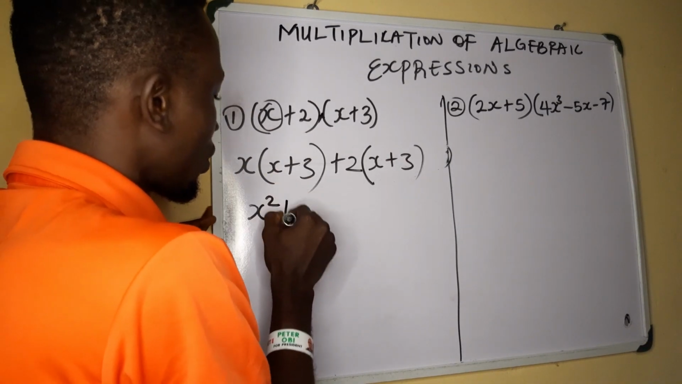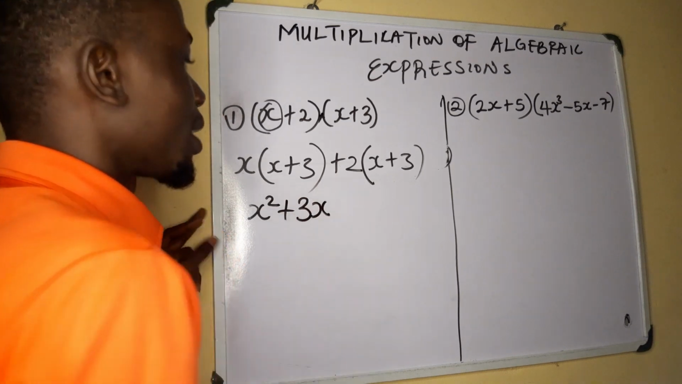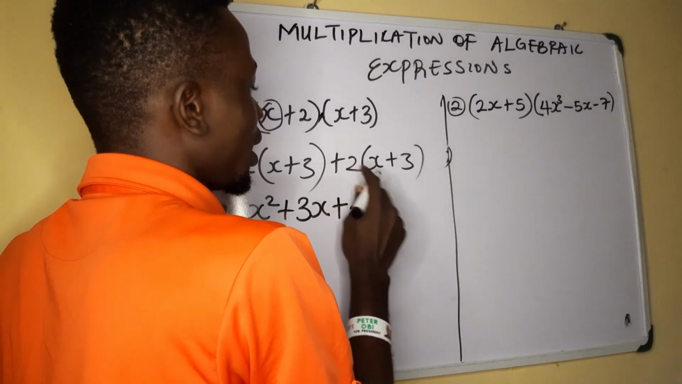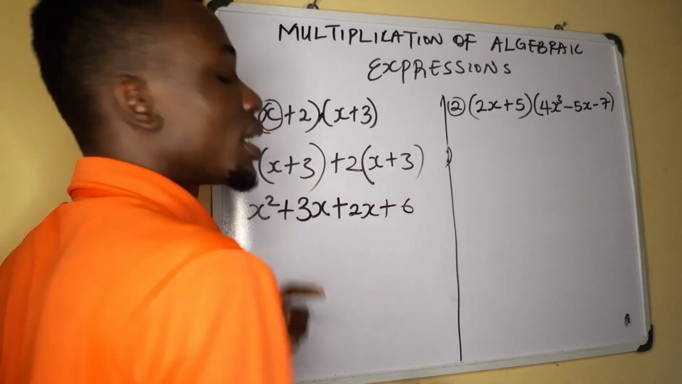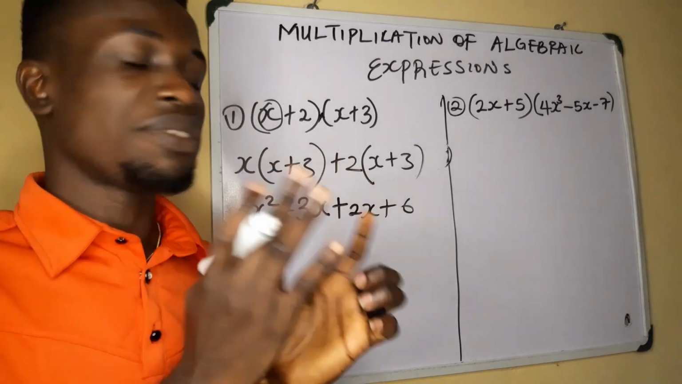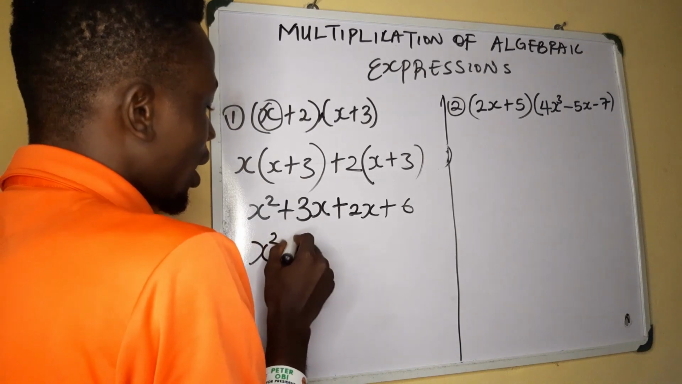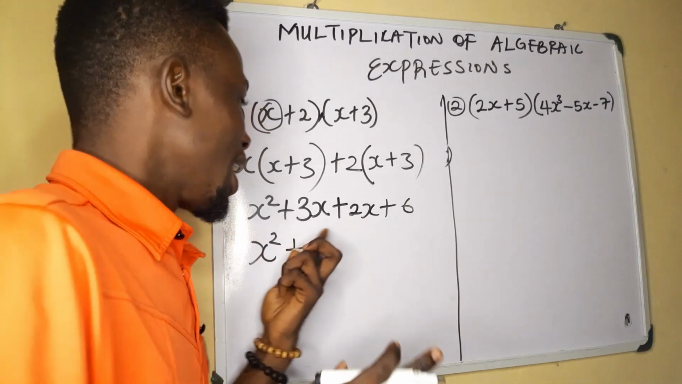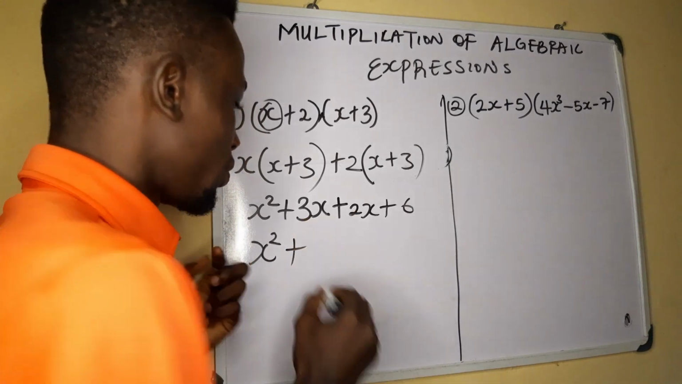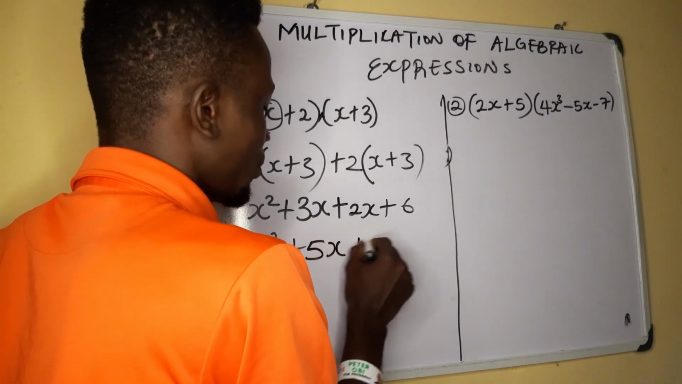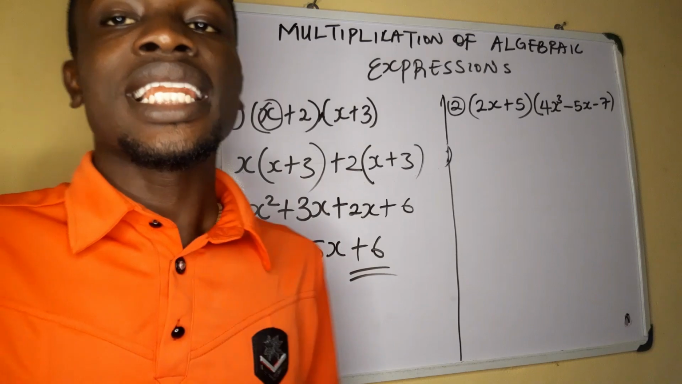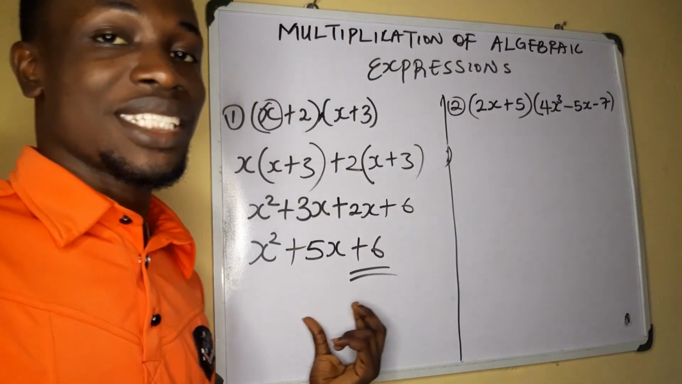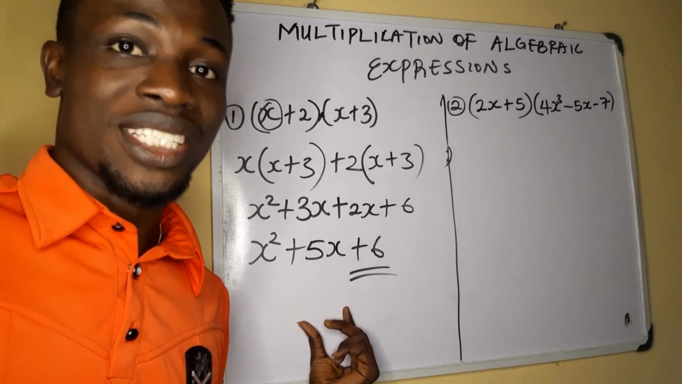x times 3 will give us positive 3x. Then 2 times x will give us plus 2x. Then 2 times 3 will give us 6. If we simplify it, it's going to give us x squared plus 3x plus 2x plus 6. 3x and 2x are like terms, so you add them together. Add the coefficients. 3 plus 2 is 5. So this is x squared plus 5x plus 6. And in the coming video, we'll be examining this type because this is an example of a quadratic equation.